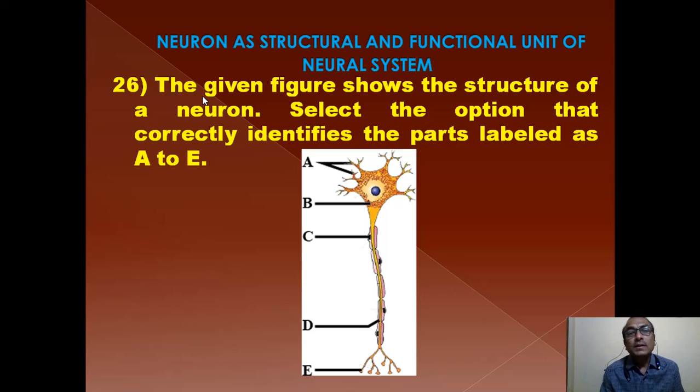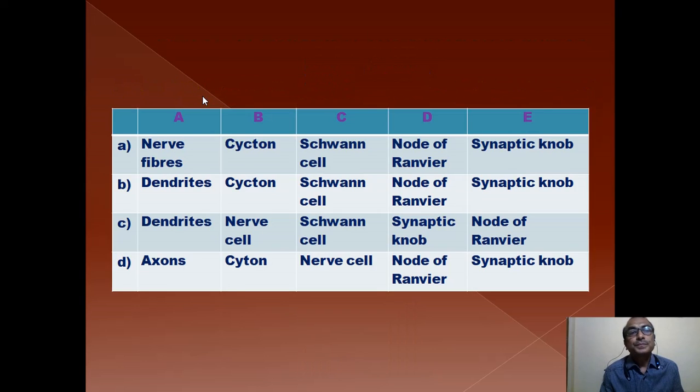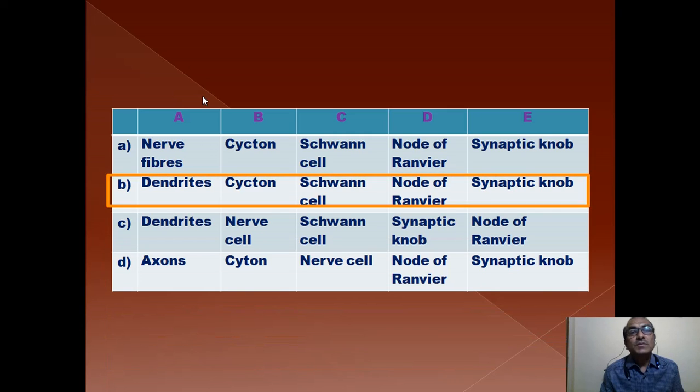Now let us find out the right option. So we have seen that it was starting with the dendrite, then cyton, then Schwann cell, node of Ranvier, and synaptic node or the axon ending. Therefore, B is the right answer.